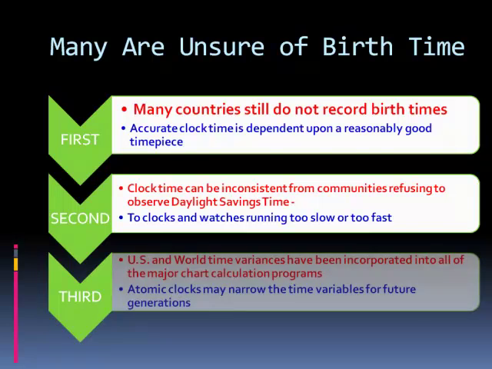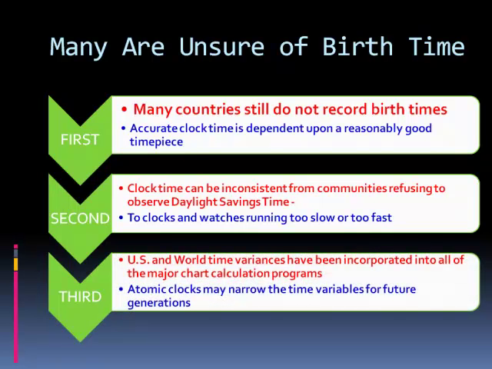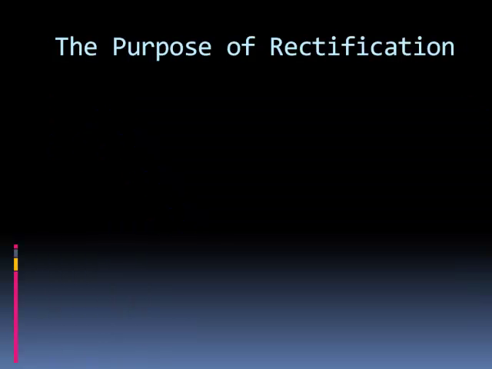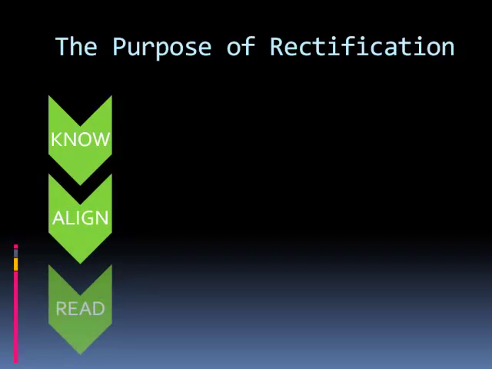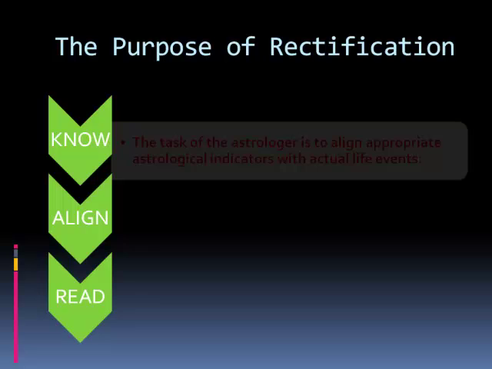Even then, U.S. and world time variances have been incorporated into all of the major software programs, and atomic clocks may narrow the time variables for future generations, but there are a lot of assumptions all of that is built upon. The purpose of rectification is for the astrologer to align appropriate astrological indicators with actual life events.